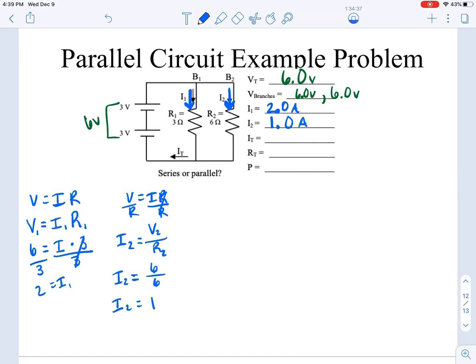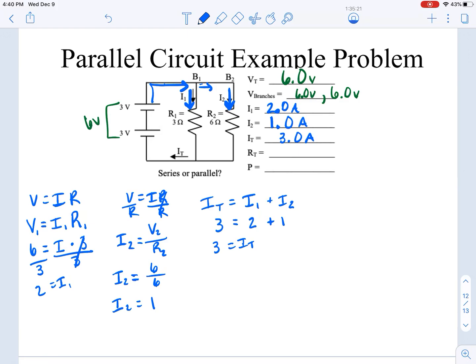Okay, now it's asking me for my total current. So if we understand that the current came out and then the current split into these two, I should be able to take my total current by simply adding these two currents together, right? They were all together. They split into the 1 and 2 branches. So if branch number 1 got 2 of them and branch number 2 got 1, then my total current should be 3.